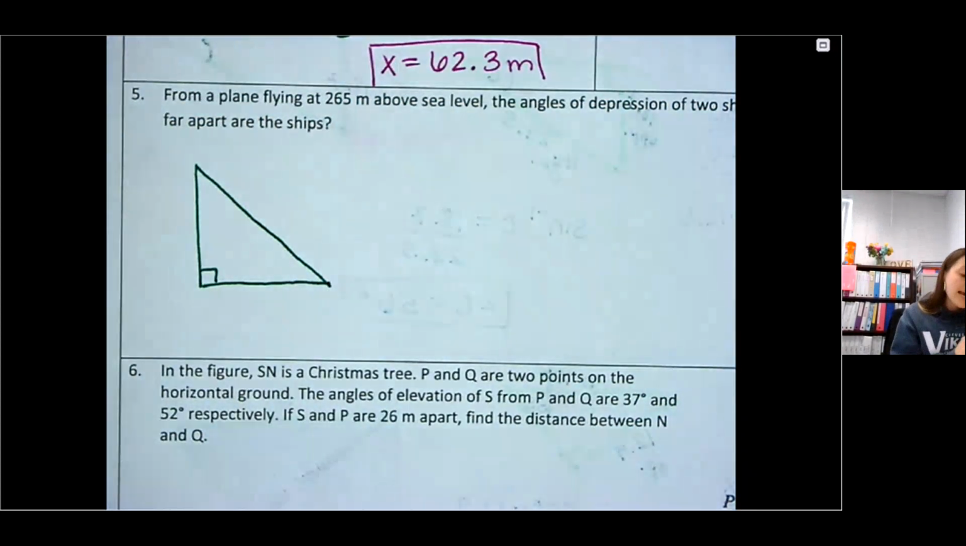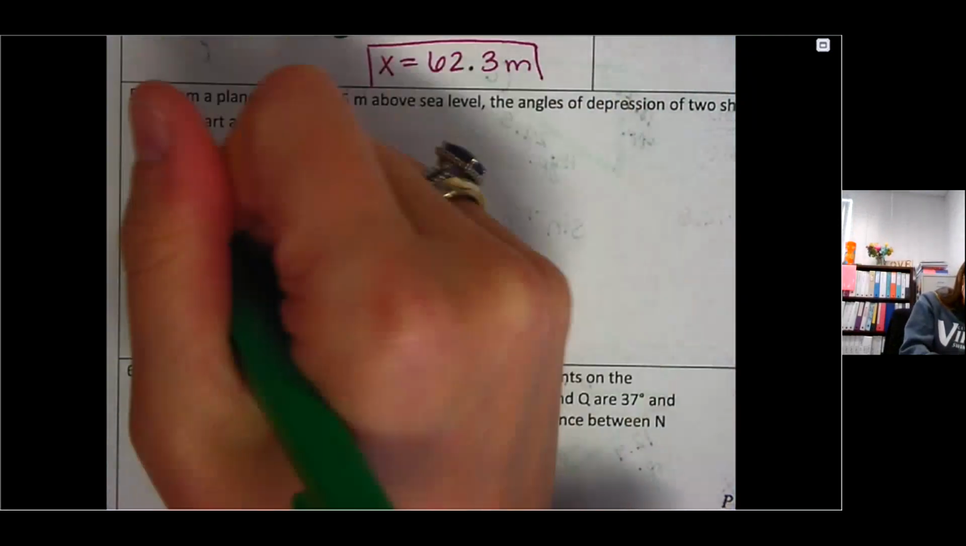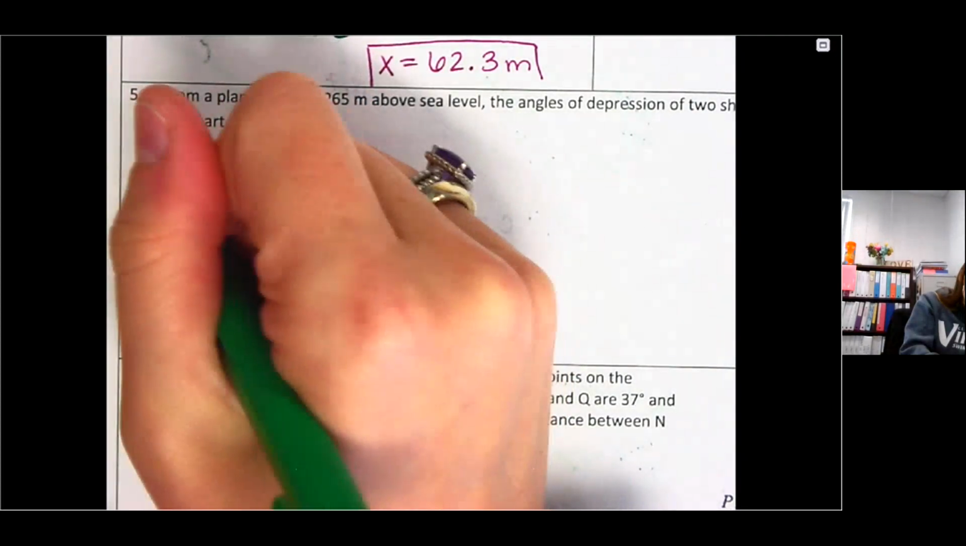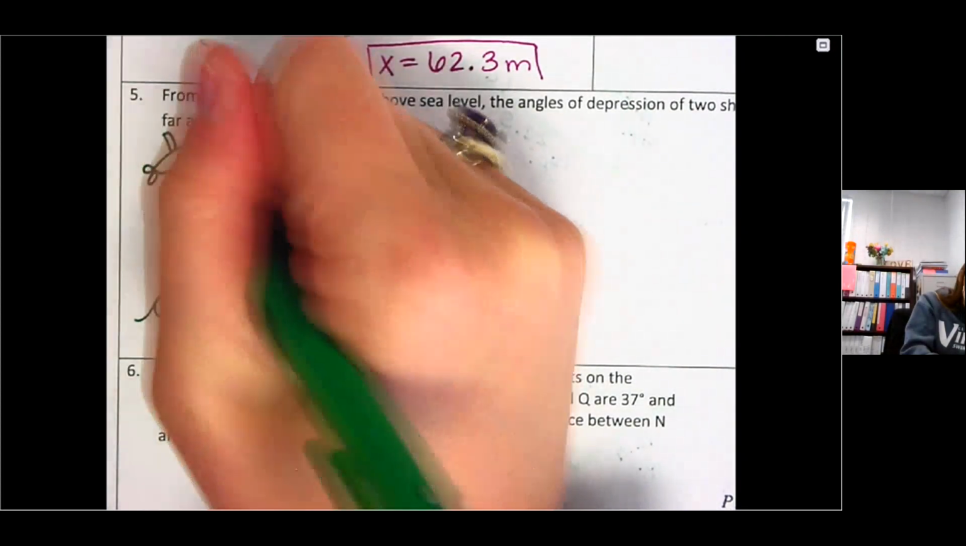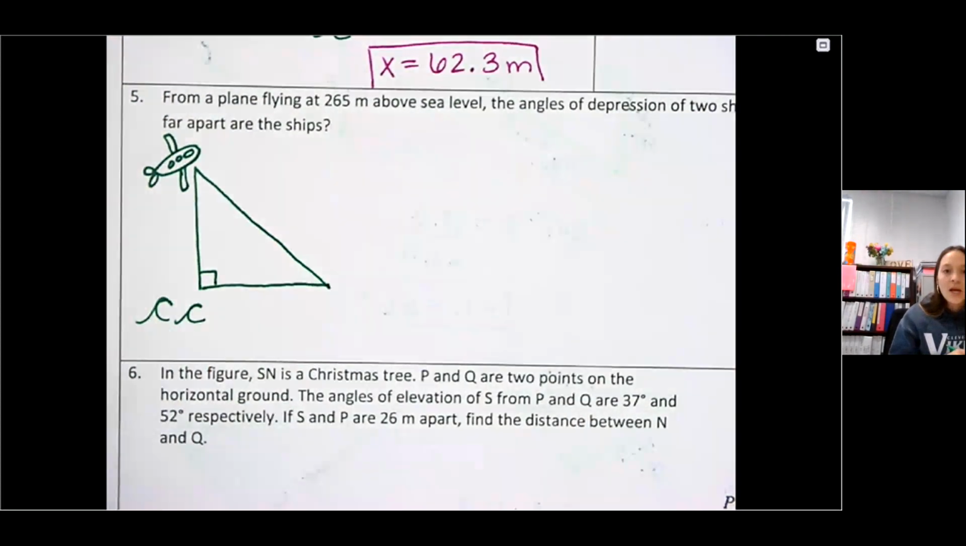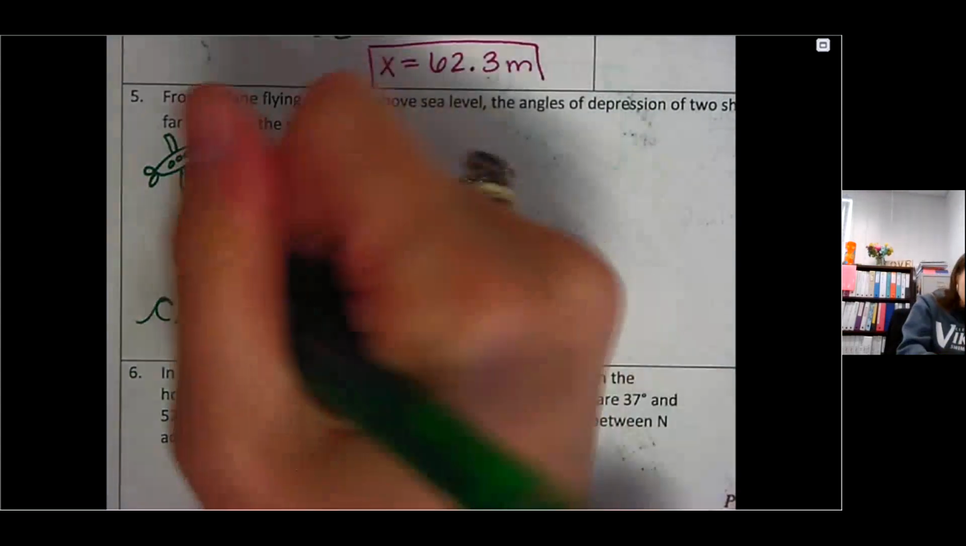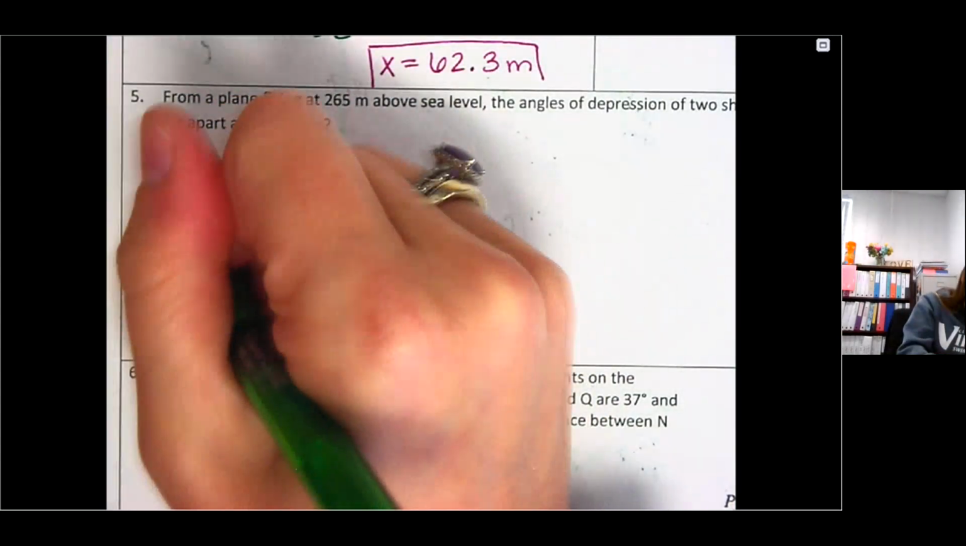So it says my airplane is flying 265 meters above the sea. So here's the sea. Here's my airplane. Wow, I'm an artist. Oh my gosh. It's flying 265 meters above the sea. So this side on the left here is 265.